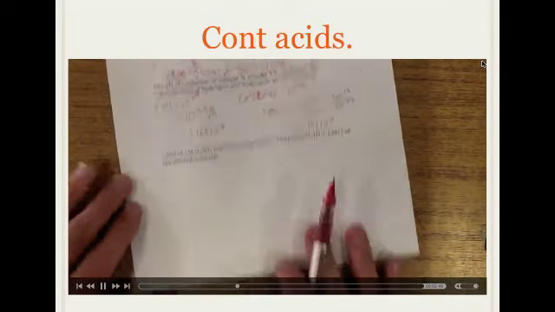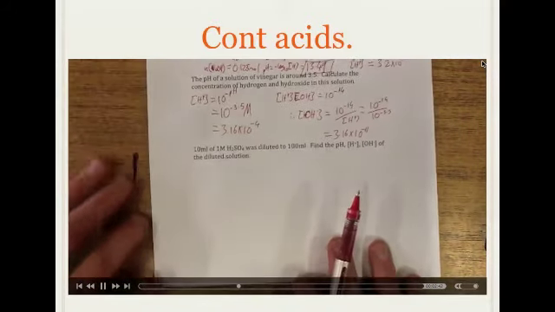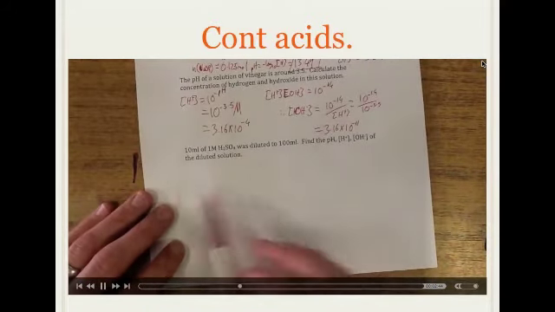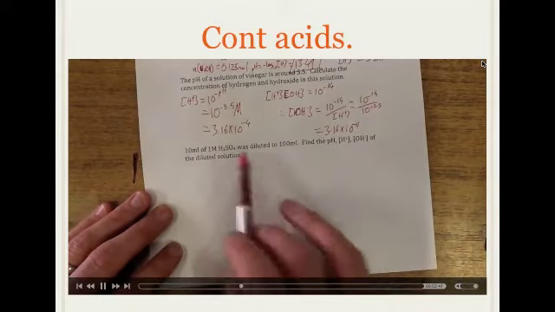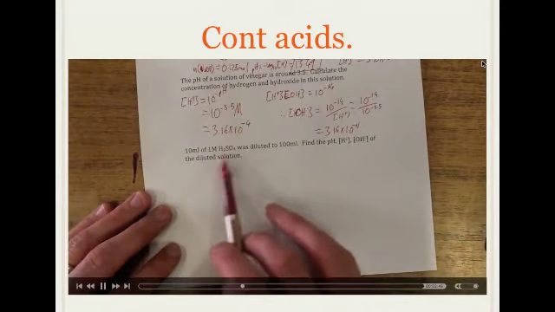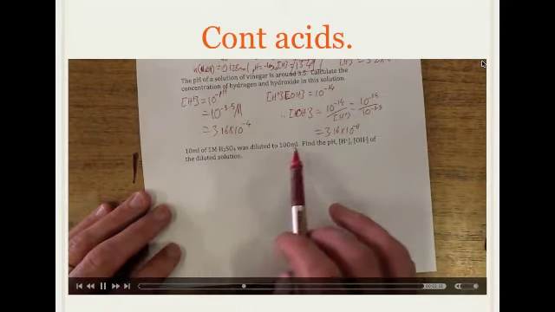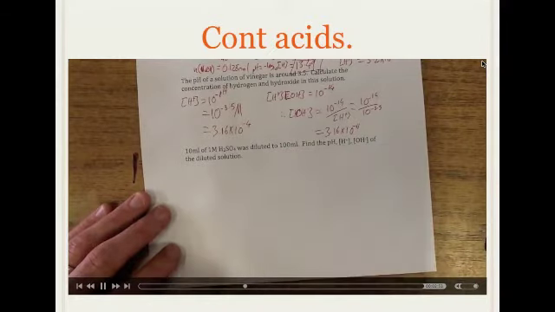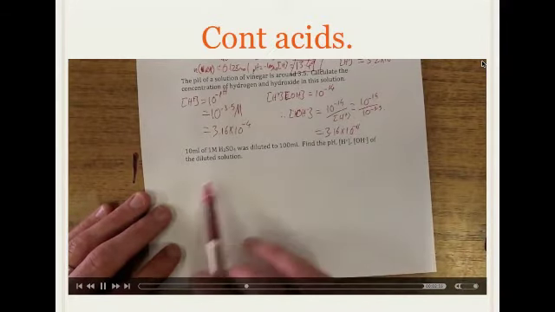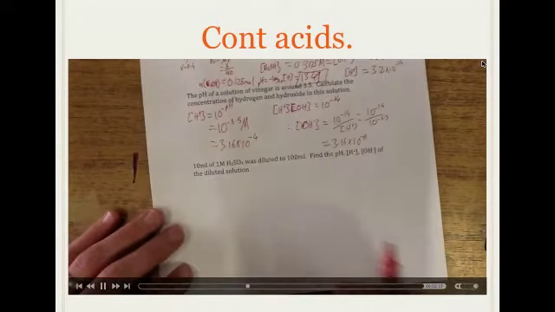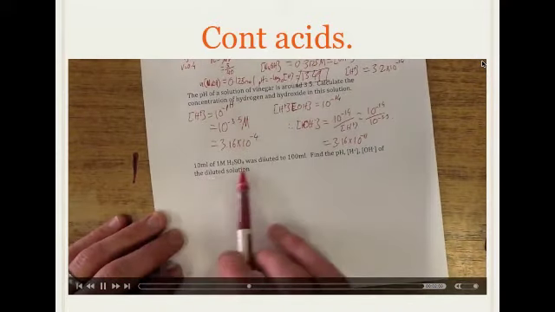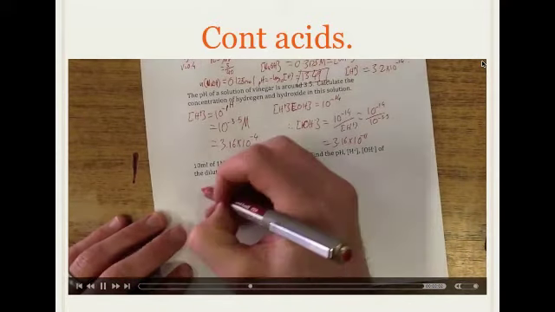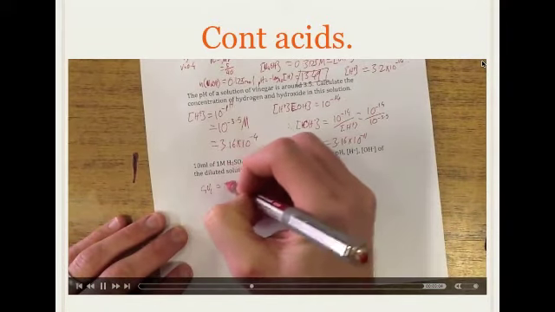Alright, now it's a fun one. This one's going to take a bit of effort, but we're going to work through it. 10 ml of 1 molar sulfuric acid was diluted to 100 ml. Find the pH, the hydroxide, and the hydrogen concentration for the diluted solution. So, first of all, we've got a dilution here. So we got C1V1 equals C2V2.